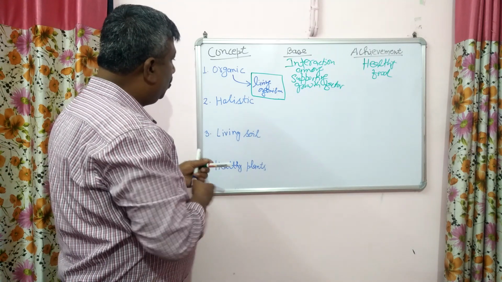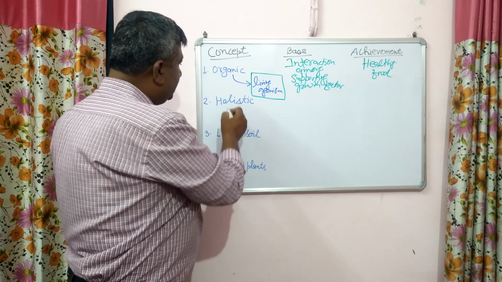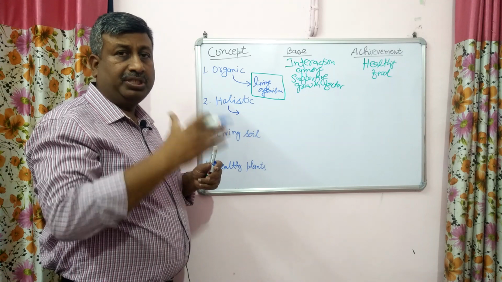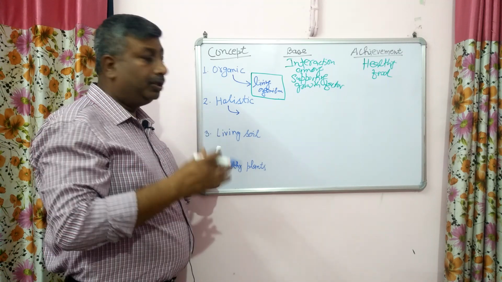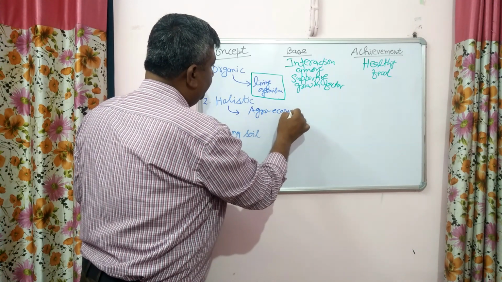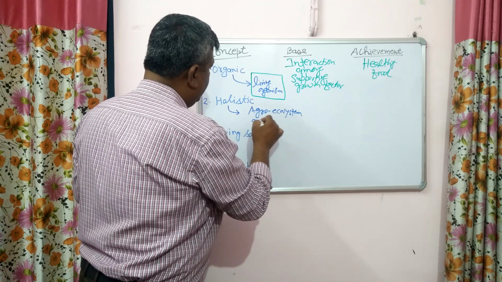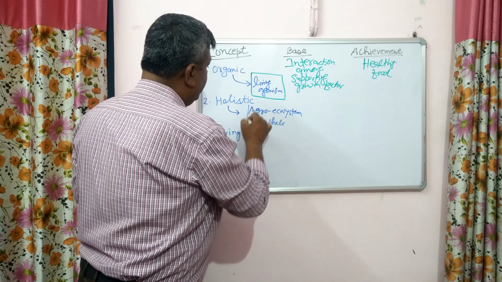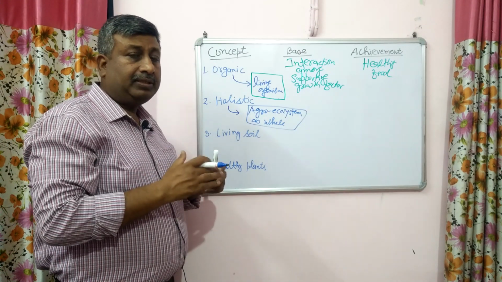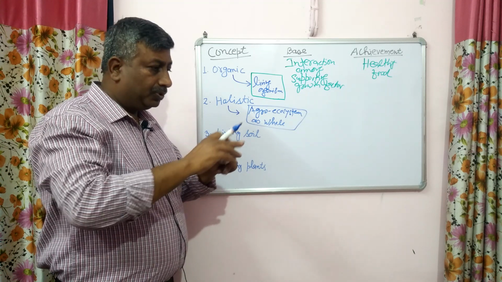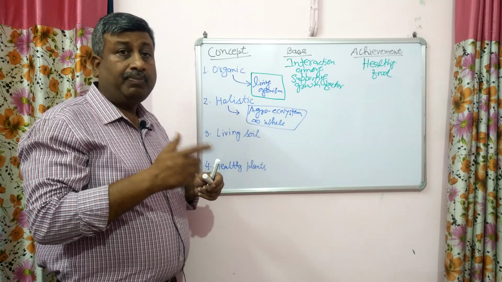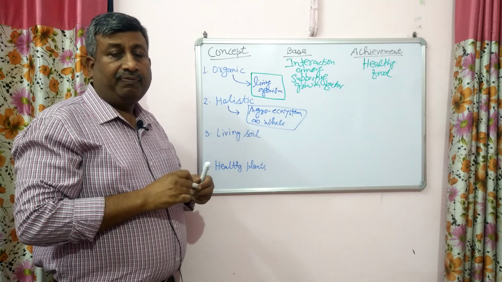Another concept is the holistic concept. Holistic concept means the whole approach, and whole means the agro ecosystem is considered as a whole unit. So the different components of the agro ecosystem are not considered separately. We consider that all the activities of the total agro ecosystem are one. One activity in the agro ecosystem affects the other activities of the farm also.